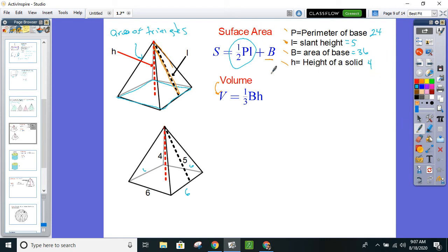All right, so we'll start with surface area. So first, area is equal to 1/2, or we're going to do perimeter, we'll do 24 times the lateral height, 5, over 2. You can also write it like that. Plus the area of the base, 36. There. So let's reduce this. 2 goes into 24 how many times, y'all? 12 times. Yeah, and then 12 times 5, 60. That's 36. We add those up, surface area is equal to 96 units squared.